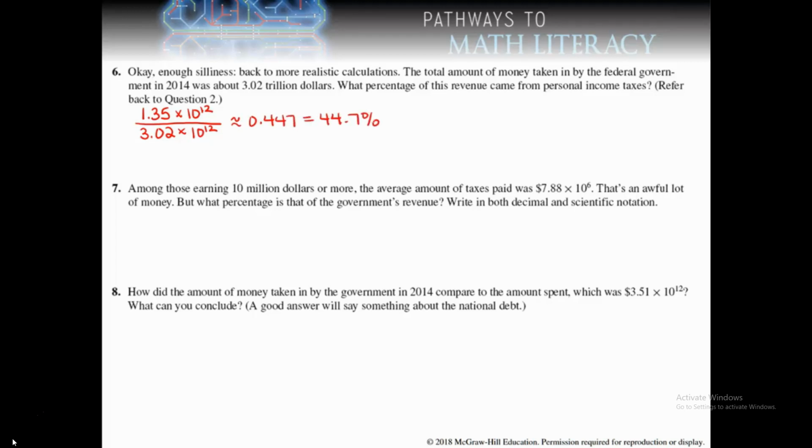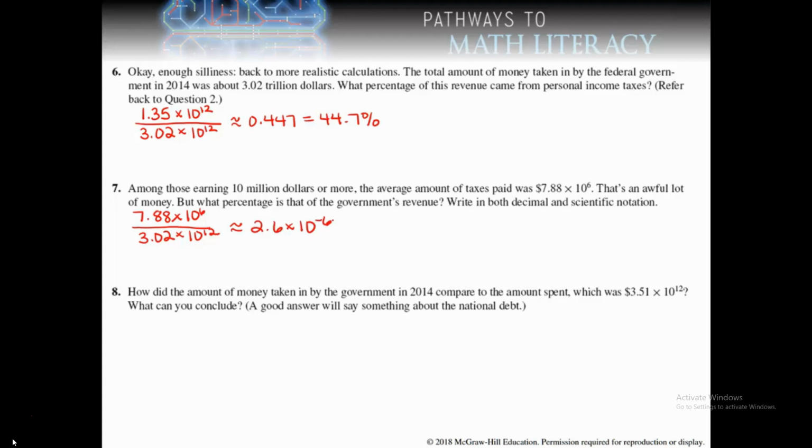In seven, among those earning $10 million or more, the average amount of taxes paid was 7.88 times 10 to the 6th dollars. What percentage is that of the government's revenue? So we'll take 7.88 times 10 to the 6th, and we'll divide that by 3.02 trillion, or 3.02 times 10 to the 12th, and that's going to give us about 2.6 times 10 to the negative sixth.